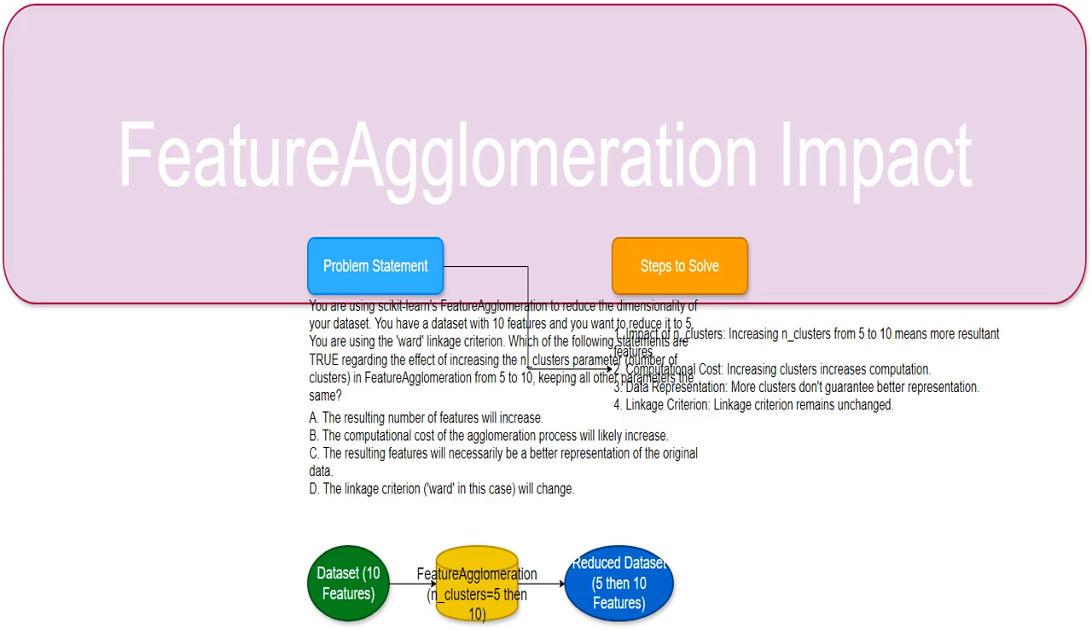I'll explain how changing the number of clusters in Scikit-learn's feature agglomeration affects the outcome. It's all about grouping similar features together to reduce the data's dimensions. Think of it like sorting toys. More groups mean more detail, but also more work.